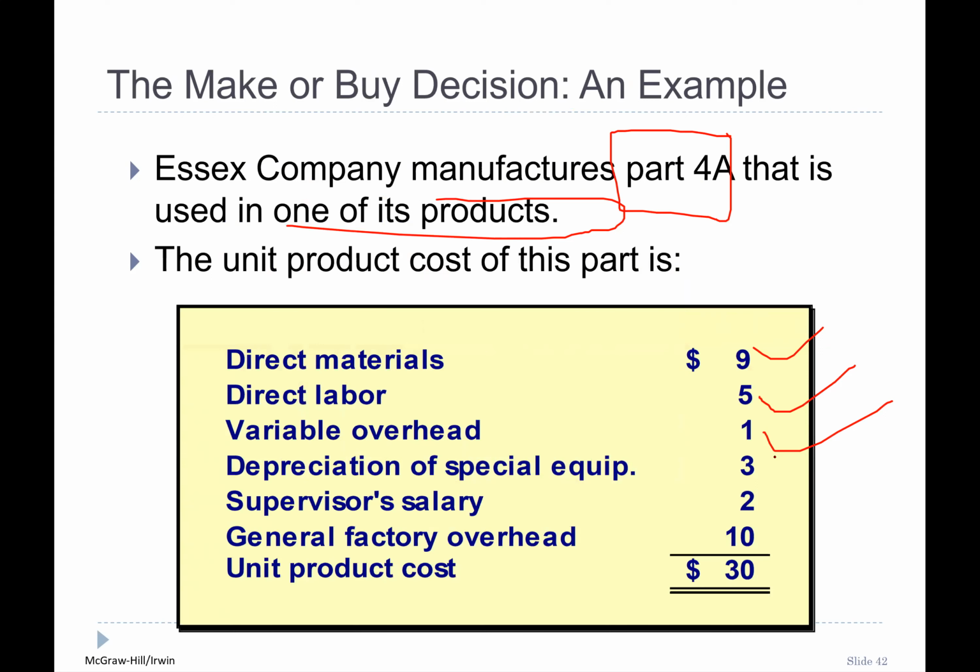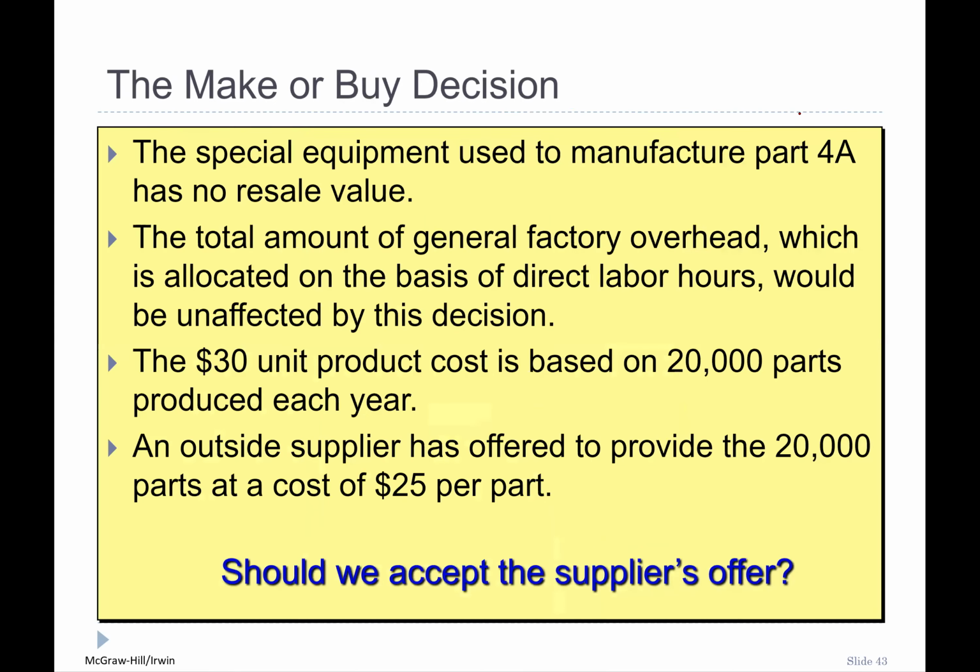1, depreciation 3, supervisor salary 2, and general factory overhead 10. So it costs them 30 per unit, right? Now, the special equipment that makes this part has no resale value. It is worthless. They can just dump that one.